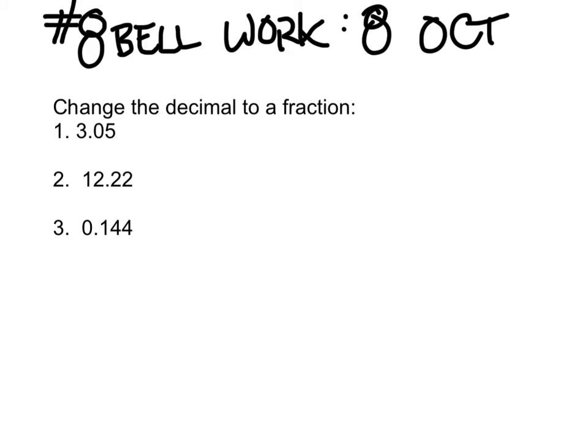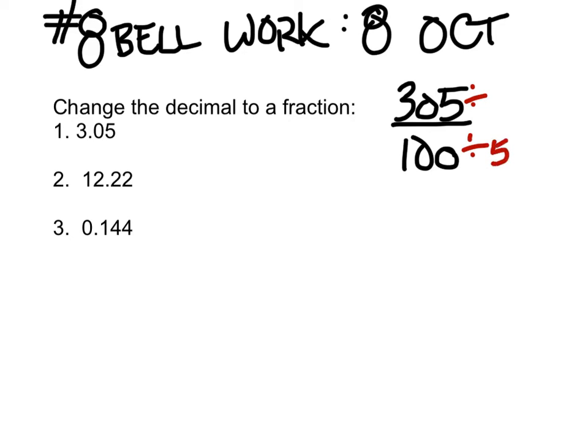3.05, write it as a fraction. Does anyone have it? Let's not use mixed numbers anymore, okay? So let's make this as an improper fraction. Well, it would be 305 over 100. Yeah. Alright, then you divide by 5, which would then give you 61 over 20.